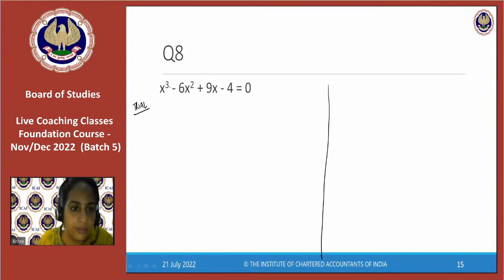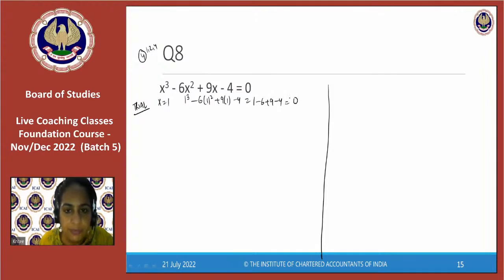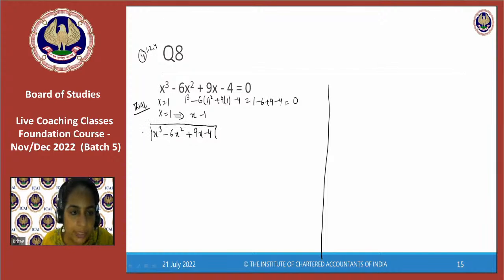Let me try with the factors of 4: 1, 2, and 4. So let me try with x equal to 1 first. It says 1 cube minus 6 into 1 square plus 9 into 1 minus 4. 1 minus 6 plus 9 minus 4. Minus 5 plus 5. In the first go itself, it has given me 0. That means x equal to 1 is a factor. x equal to 1 can be rewritten as x minus 1. So divide x cube minus 6x square plus 9x minus 4 by x minus 1.